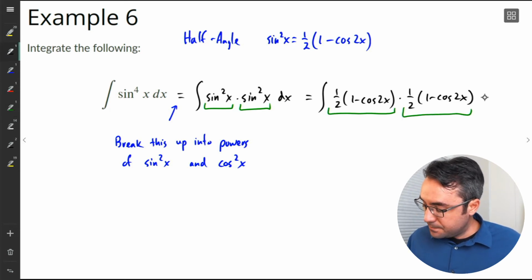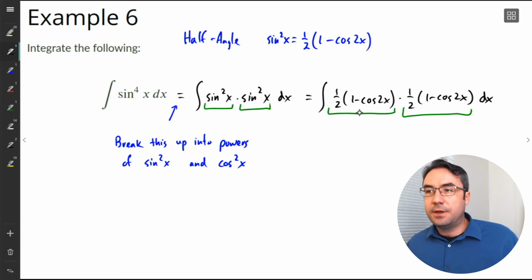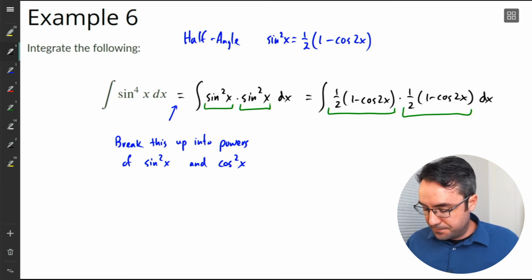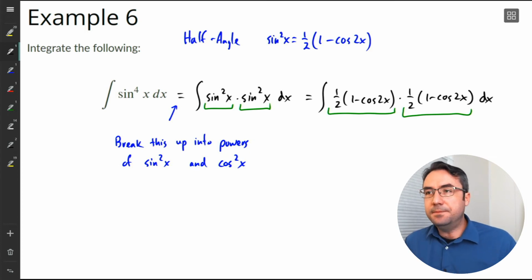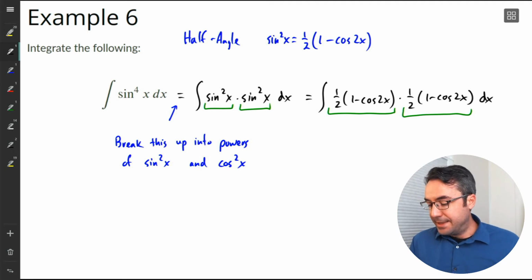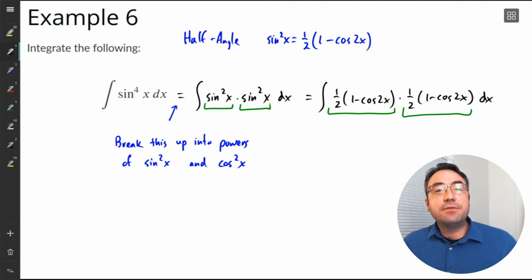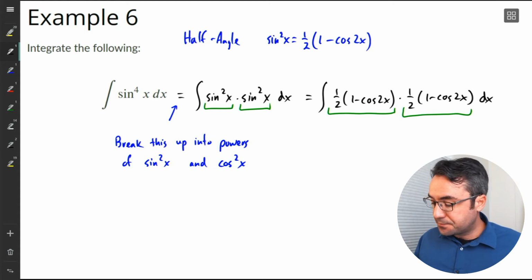And then just like in example 5, we're not going to finish this, but you would multiply everything out, use the half angle identity again, and keep going from there. So the rest of this is going to be pretty similar to what we did in example 5. So I'll leave it up to you to fill in the details here for how to proceed further. All right, so that is really how we handle even powers of sine and cosine.